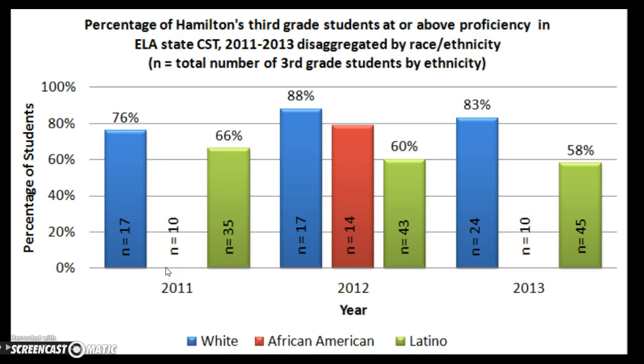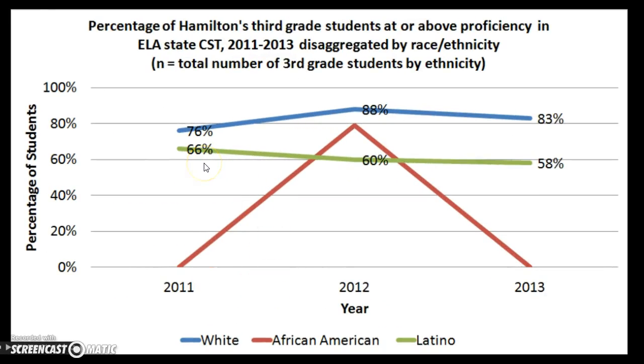But what you will notice is that the blue line is all consistently higher than the green line, which shows that there is an achievement gap between the white population and the Latino population. However, you also need to keep in mind the number of students. You will notice here that we have a lot more Latino students than we have white students. So even though the percentage is lower, it's a percentage of a higher population.